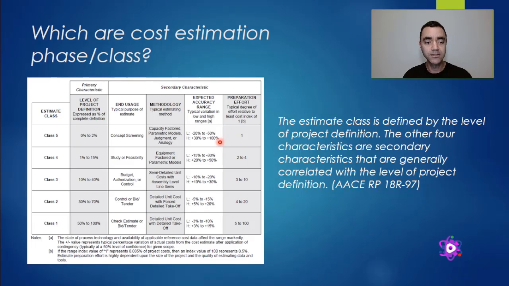So between class 5 and class 1, we have class 2, 3, and 4 that is defined based on the percentage of complete definition. This is not the only reference that you can use to do the cost estimation or to verify your cost estimation.